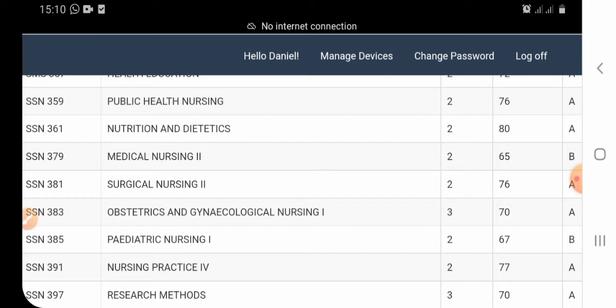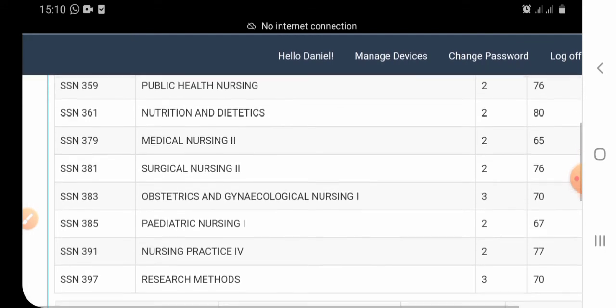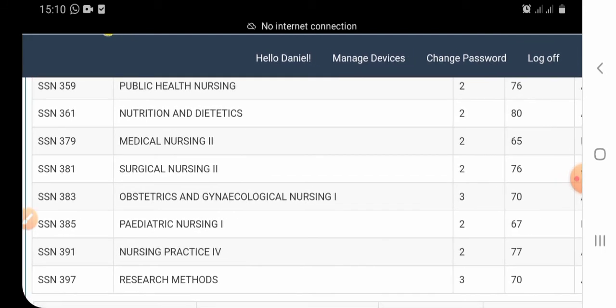And DS2 are also MCQs. Obs and Gyn, that's obstetrics and gynecological too, is MCQs. Okay. Nursing practice, you already know nursing practice. Just the practical thing that you do. Yeah, it's also here. So you just need to practice a lot.